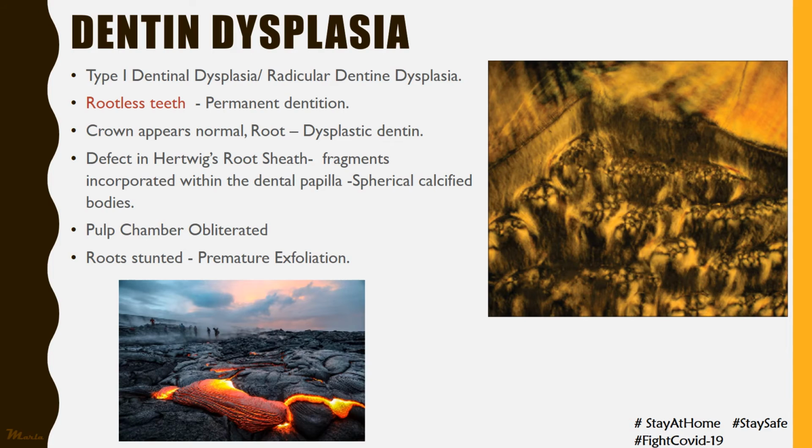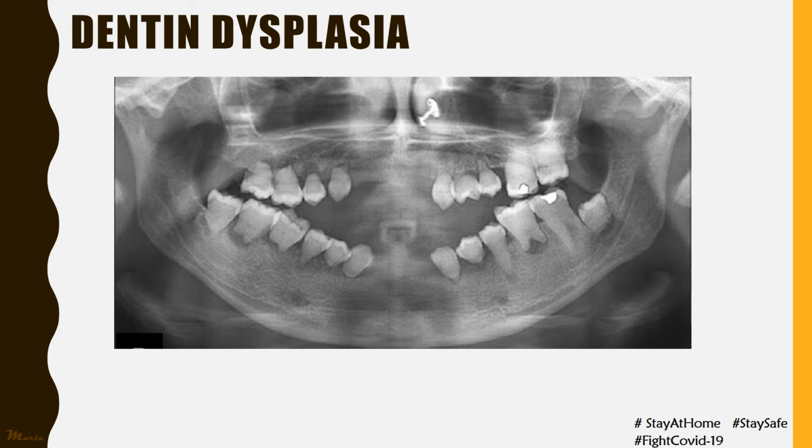Other features associated with dentin dysplasia are that the pulp chamber is obliterated and the root development is stunted, resulting in premature exfoliation of teeth. The OPG here shows numerous teeth with abnormally stunted root development. This appearance looks similar to a resorbing tooth. However, it should be remembered that this is not because of resorption, it is because of the stunted development of root.